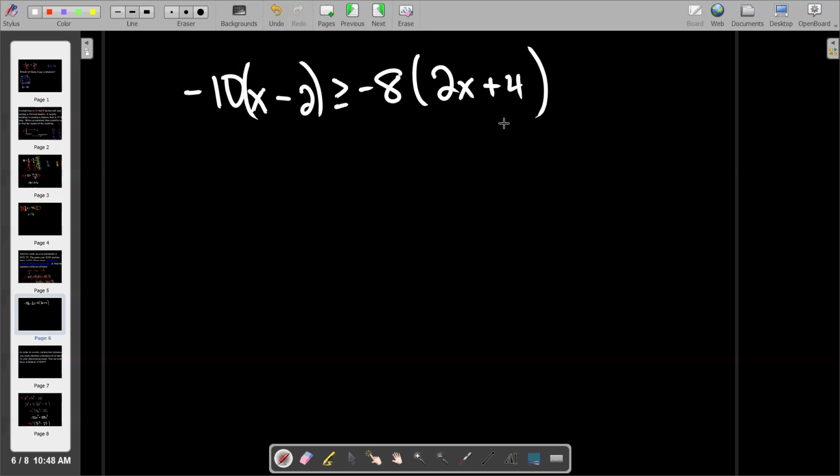What's my first test that I need to know my 56 ninth graders can pass? Distribution? Yeah, can they distribute? It's not always pretty, but I want to make sure that our negatives are in the right place.